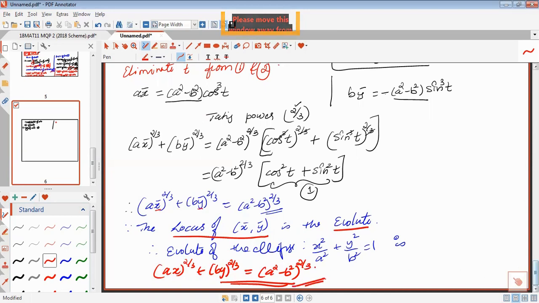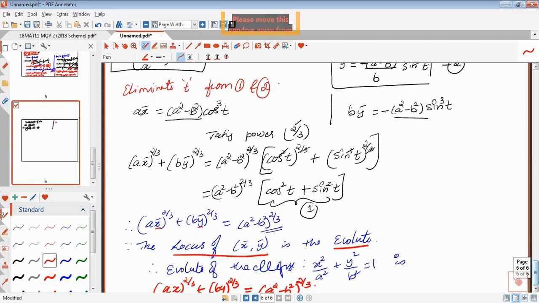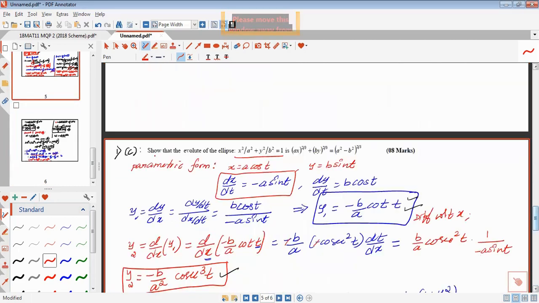Hence the proof. So the question is, we are proving the evolute of the given ellipse is a x power 2 by 3 plus b y power 2 by 3 is equal to a square minus b square to the power 2 by 3. Right.